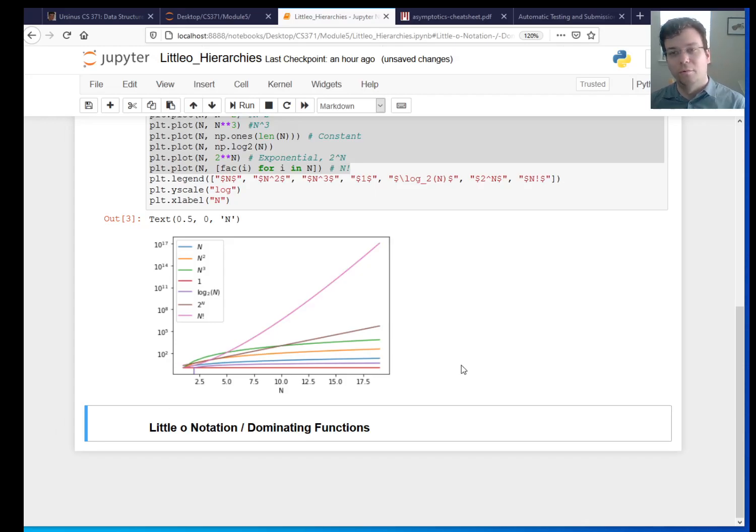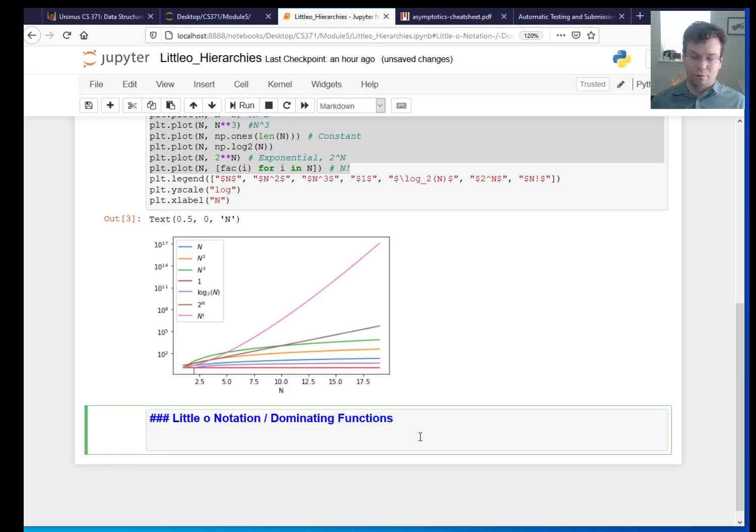Okay, we're now ready to show mathematically that these functions come out in this order in terms of which one dominates the next. So we're going to show that the exponential dominates n cubed, for example. Okay, so how do we do that?